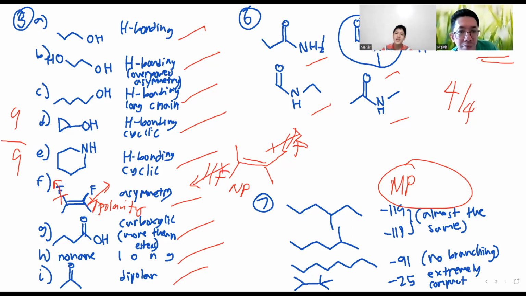Mas round siya, mas spherical yun. You want a spherical structure for melting point? To have higher melting point? Sa neopentane po. O, anong sa neopentane? What about neopentane? Ang boiling point ni neopentane ay mababa, pero ang melting point niya ay mataas. Bakit kaya?